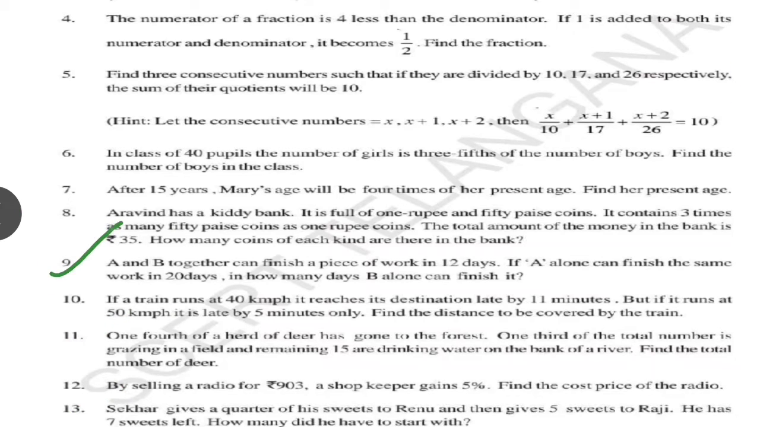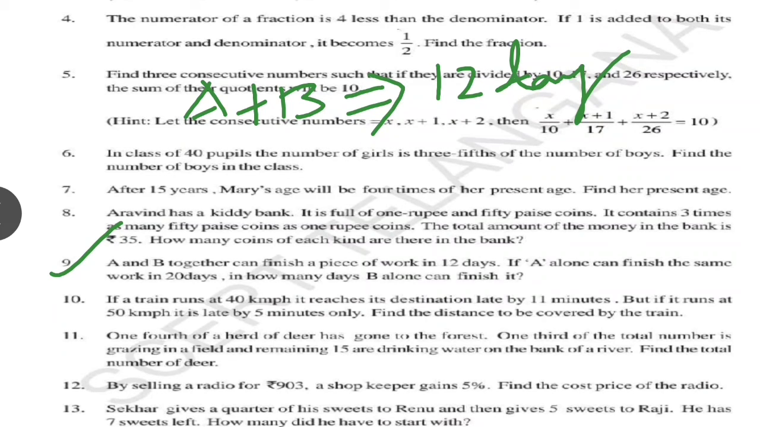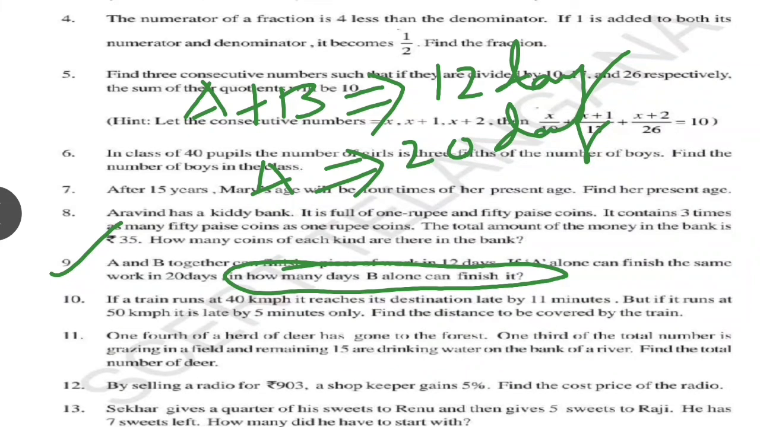9th question: A and B together can finish a piece of work in 12 days. A and B together, so that means A plus B will complete it in 12 days. Next, A alone can finish the same work in 20 days. Now what is being asked? In how many days can B alone finish it? So that means in how many days B will complete the same work.